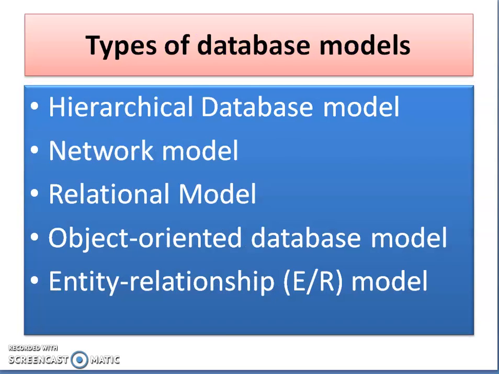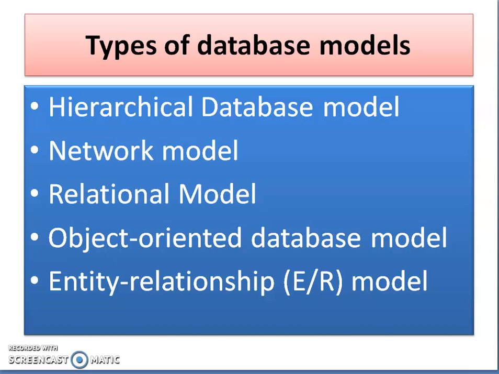Now we talk about types of database models. There are several types available, and some of the important types are hierarchical database model, network model, relational model, object oriented database model, and entity relationship model. In this particular lecture, we are going to cover three main database models: hierarchical, network, and relational. And in the next lecture, we will talk about the ER model in detail.